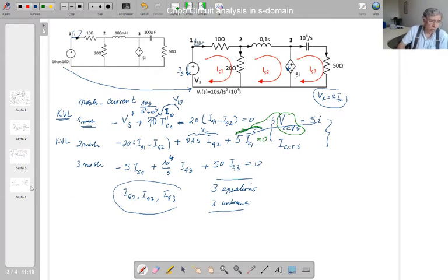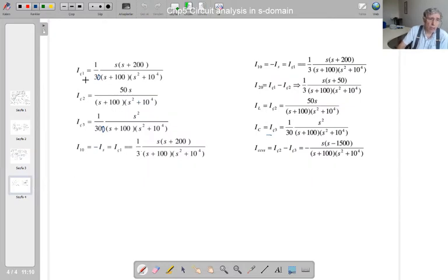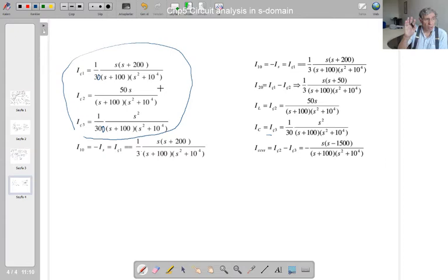So if you do so, you're going to end up with IC1, IC2, IC3 here. Those are the three unknowns that we have found. If you found all these three unknowns, we are saying all the element currents can be written in terms of the mesh currents. So you can find all the element currents. Here you are.